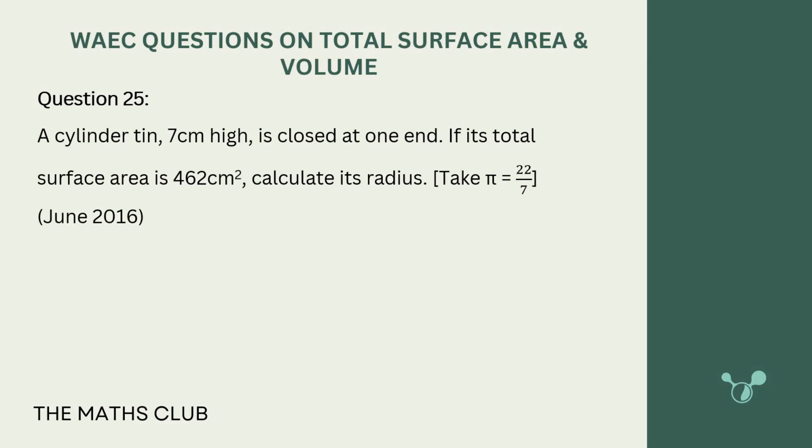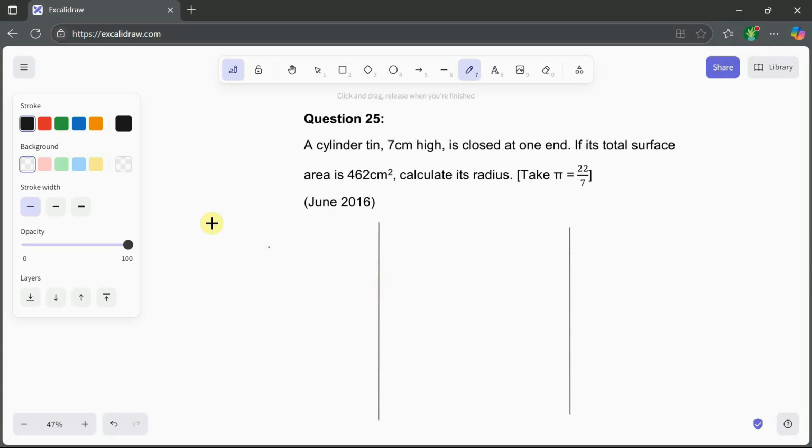If its total surface area is 462 centimeters squared, calculate its radius. And we're told to take pi to be 22/7. This is from June 2016. To solve this, what are we given? We're told that the height of the cylinder is 7 centimeters, so the h is 7 centimeters. It's closed at one end, so that means the other end is open, right? And we're told that the total surface area is 462 centimeters squared. We're told to find the radius if pi is 22/7.